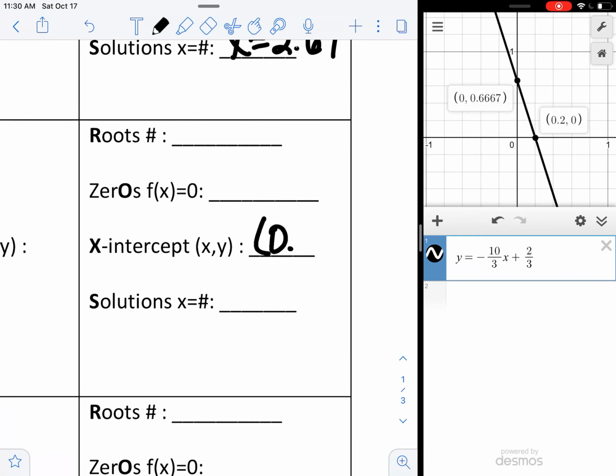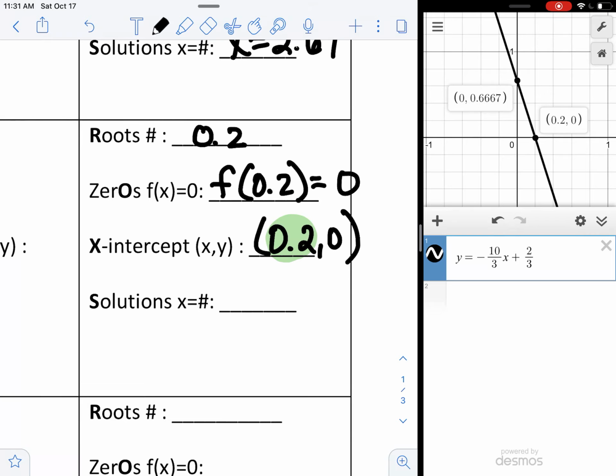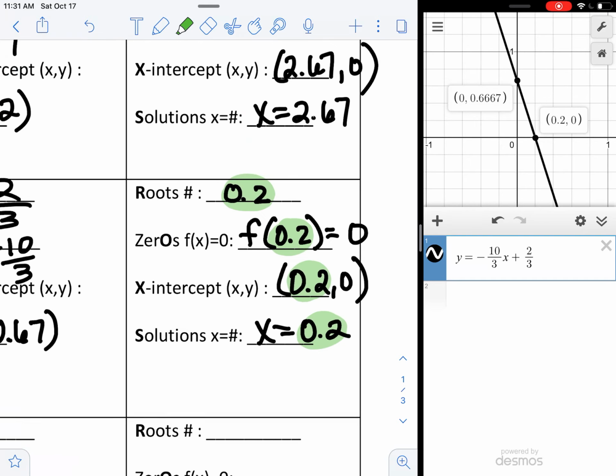So we can come over here and write that for this one. And then, since we're just looking at our x value, that's what we're going to put for the other ones. So our root is just a number, so 0.2. Function notation, we plug in our x for this one, equals our y. So we've got our input and then our output. And then we have our solution, which is x equals 0.2. So I'm going to highlight where you should be putting all of these. So those are all of the different forms that you're going to be writing.